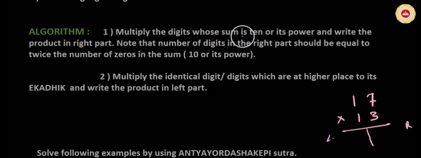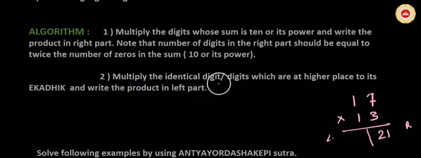Multiply the digits whose sum is 10 or its power and write the product in the right part. See, 7 multiplied by 3. Multiply these two digits whose sum is 10 or its power, in this case, 7 and 3. So 7 3s are 21. Write 21 in the right part. Okay, what is the second step?